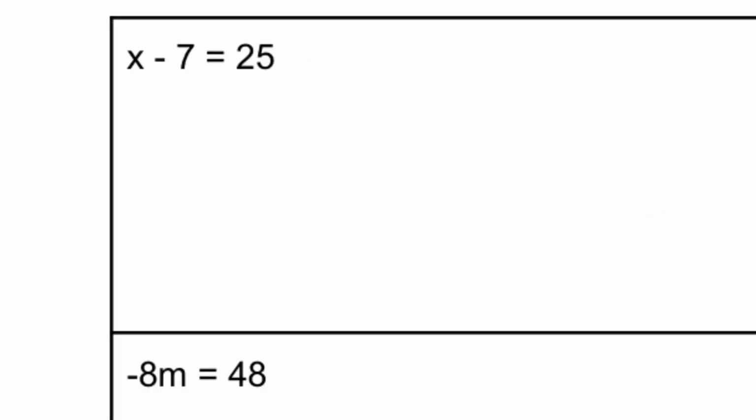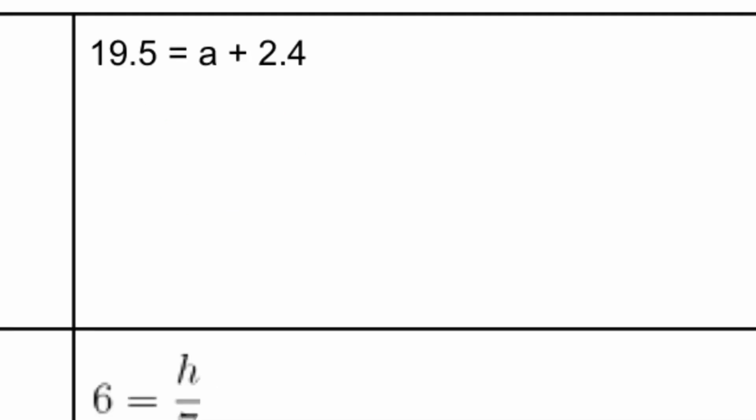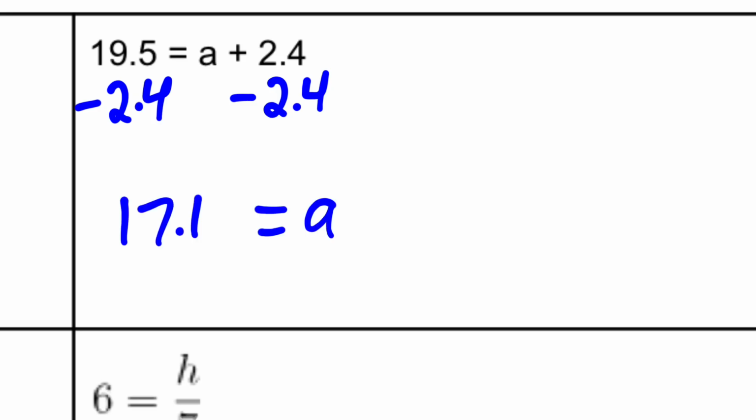So I start on the side with the variable, x, and I see what's there, minus 7. So I do the opposite, plus 7. And this gives me x equals 32. I start on the side with the variable, whatever's there, I do the opposite operation. Since it's plus, I do minus, and this gives me 17.1.